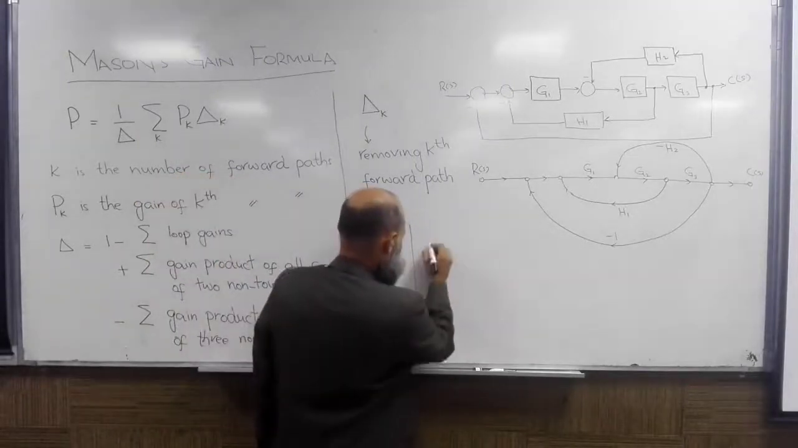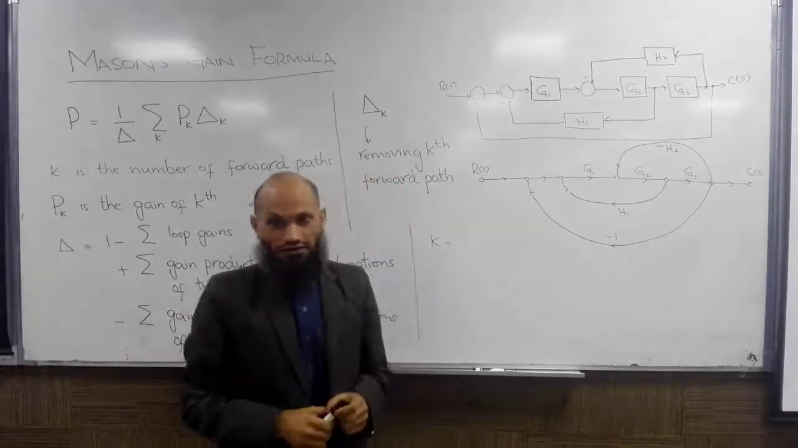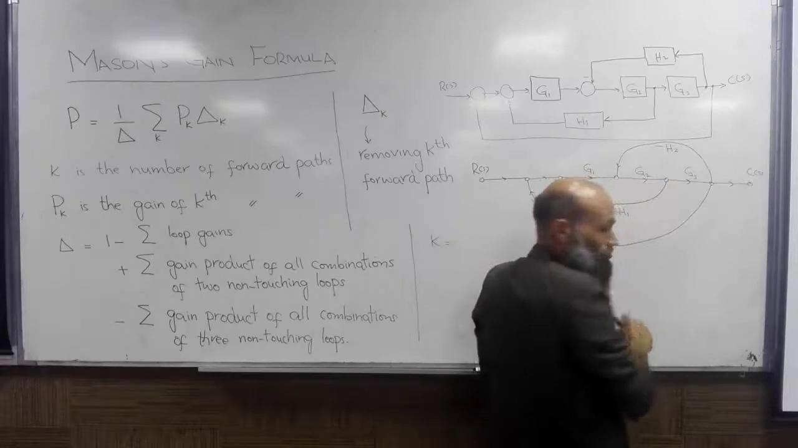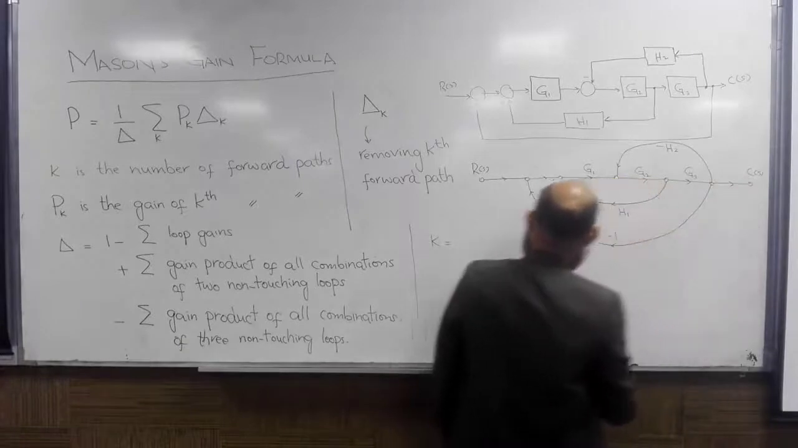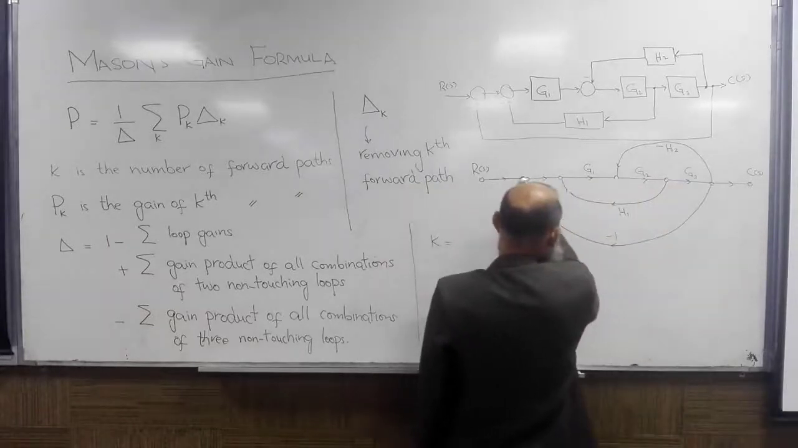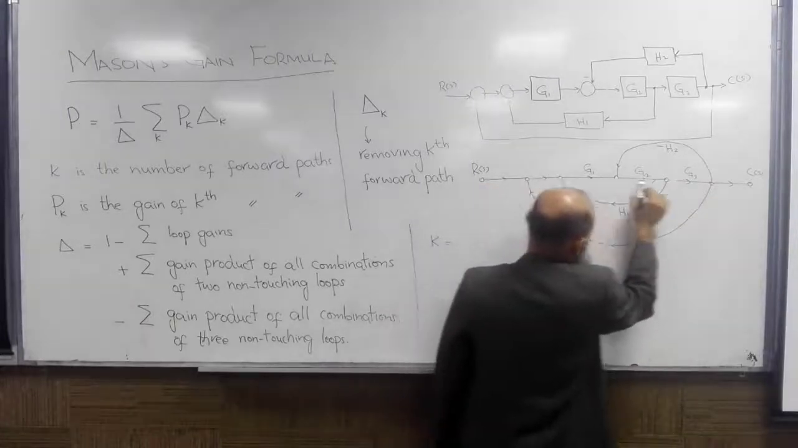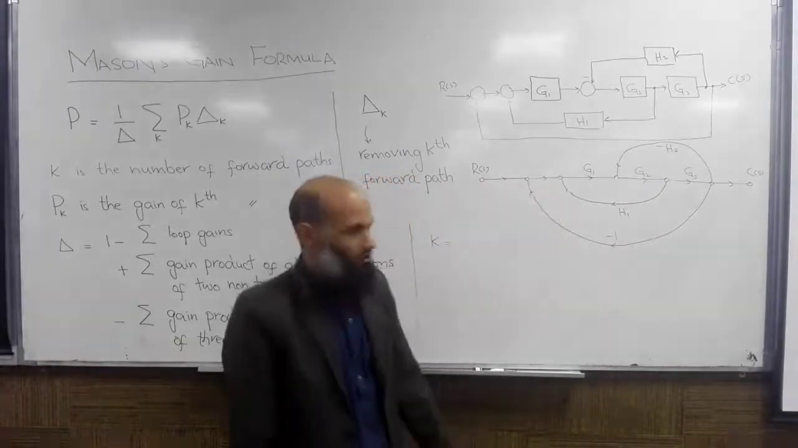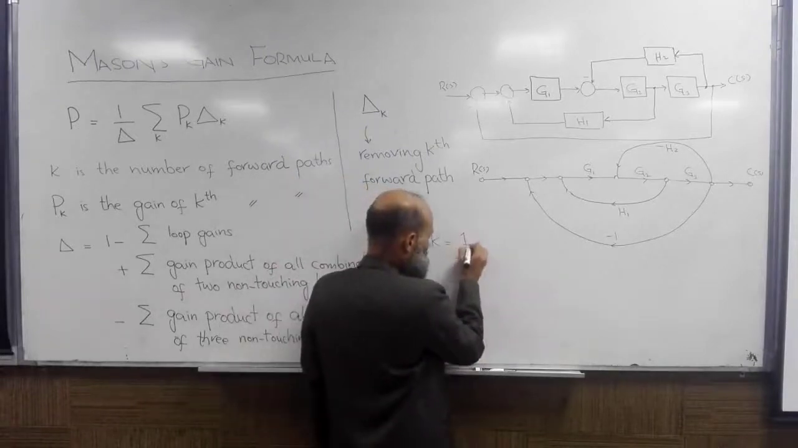We can read all these things. What is the number of forward paths? A forward path is the path from this input signal to the output signal. We can pass through a node only once, right? So if we move from here, this is the forward path. You can see that we can also move from here to here by using other paths, but those are not forward paths. For example, if we move like this, this is not a forward path. Why? Because we are passing through nodes multiple times. So there is only one forward path in this signal flow graph. K is equal to 1.